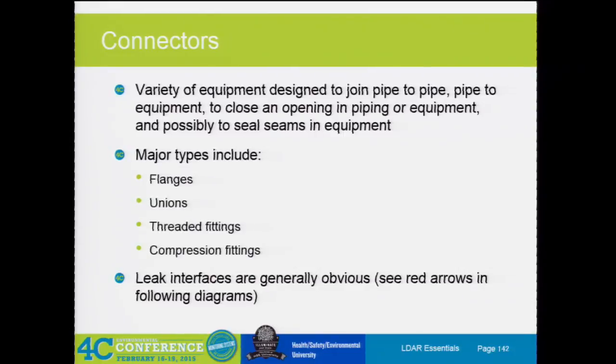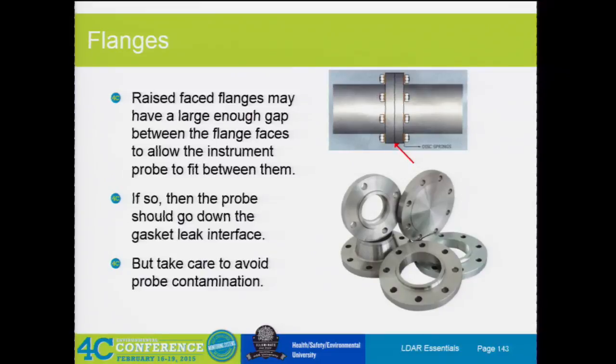What's this? Connectors. Equipment designed to join pipes. And we all know what a connector is. Flanges, unions, threaded fittings, compression fittings. Leak interfaces are generally obvious. Right there, just a typical flange. Got a leak interface there. Some kind of gasket in there causing those two surfaces to seal.